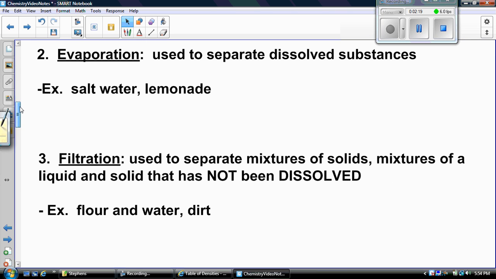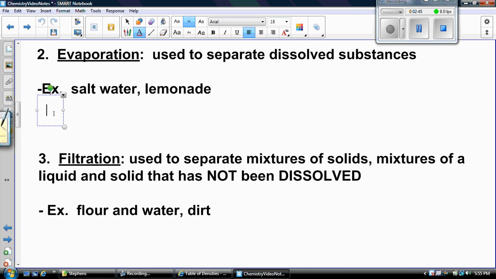Now, on to techniques. So there are a couple different techniques that we use to separate mixtures. Evaporation is used to separate mixtures only when there has been dissolving. So for example, salt can be dissolved in water. So we'll use evaporation to separate the salt and water. Okay, the physical property is going to be our boiling point is the physical property that is used with evaporation.